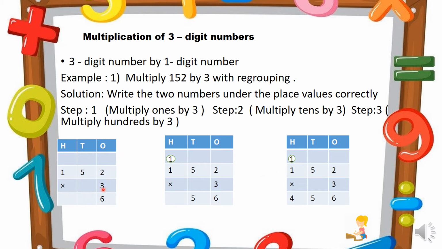The first step, multiply 3 with 2. 3 2s are 6. In the second step, 3 5s are 15. 5 I have placed here and 1 will be given as carry to the 100s place. Step 3. 3 ones are 3, plus carry 1, so 3 plus 1 will be 4. So we will get the product 456. Hope I am clear to you.